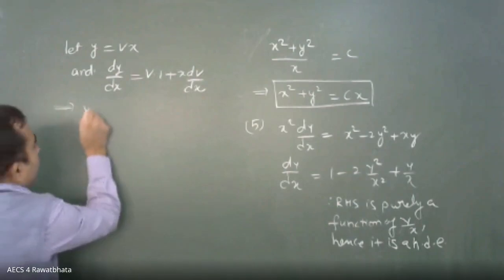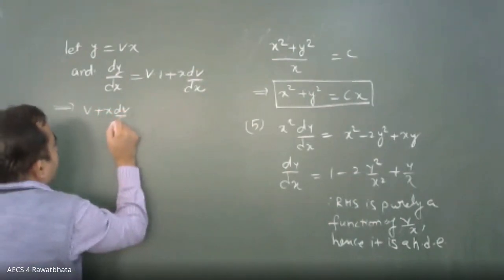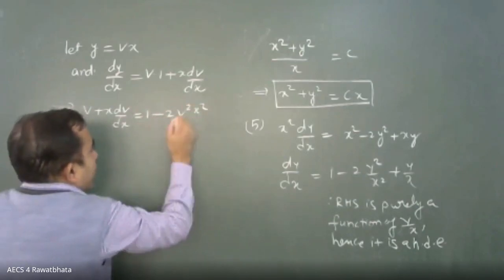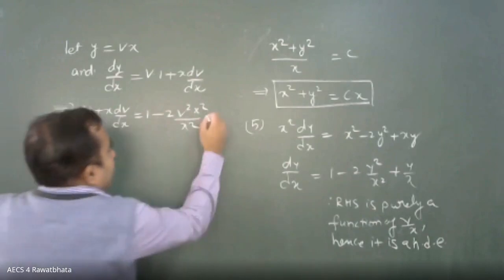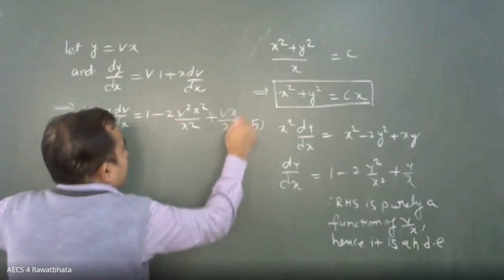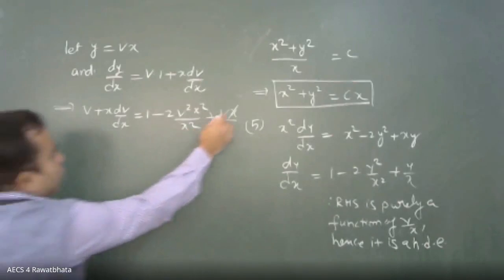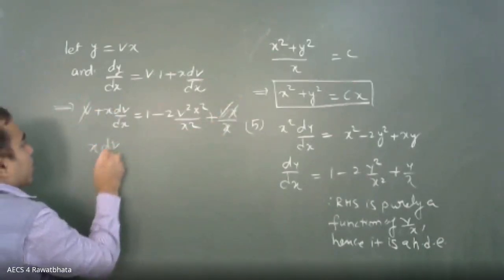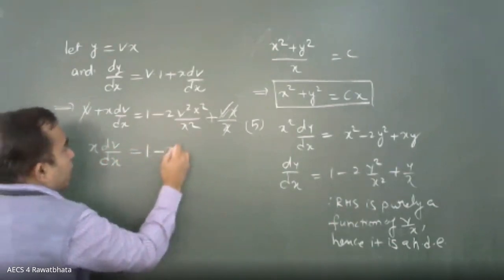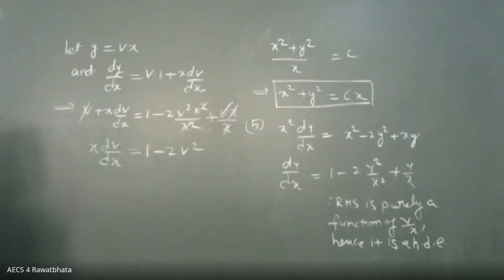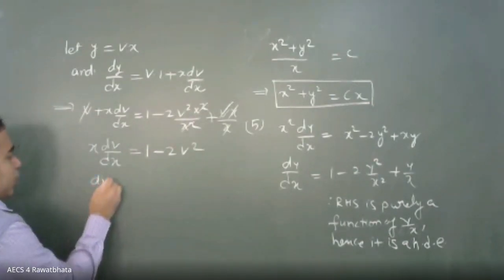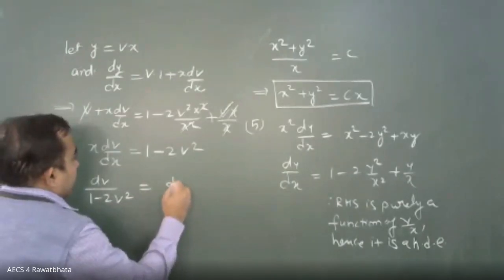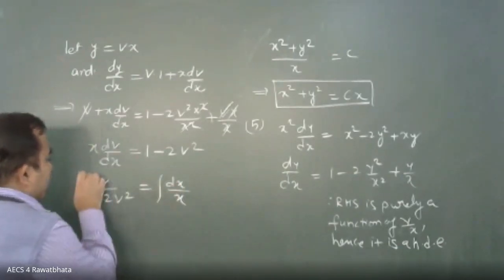The equation will become v plus x dv upon dx equal to 1 minus 2 v square x square upon x square. Okay. Plus vx upon x. x get cancelled and I can see v also get cancelled from both the sides, and equation will become x dv upon dx equal to 1 minus 2v square. Very easily it is separable. dv upon 1 minus 2v square equal to dx upon x. Integral both the sides plus c.